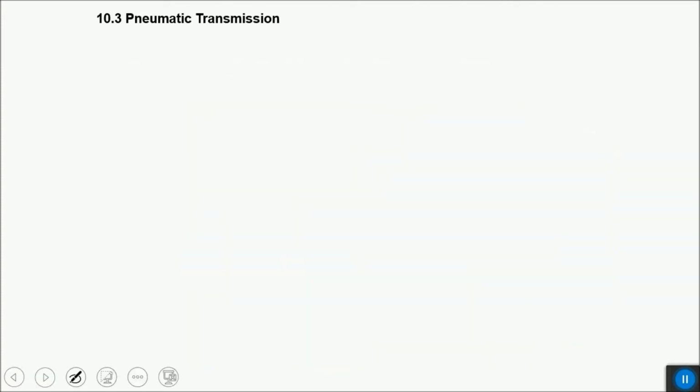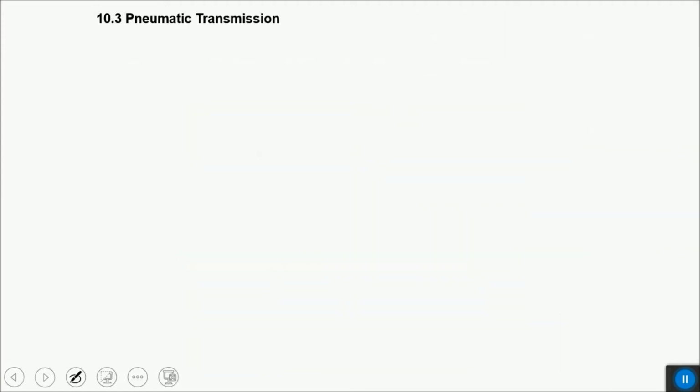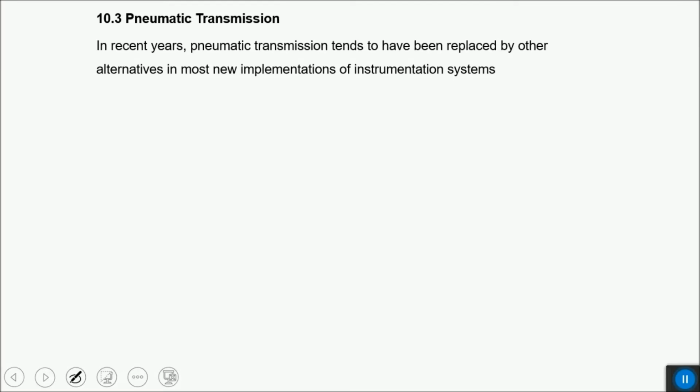Then coming from electrical transmission to pneumatic transmission, that is also a way to transmit data from one location to another location. In recent years, pneumatic transmission has been replaced by other alternatives in most new implementations of instrumentation systems, but many examples can still be found in operation in process industries.